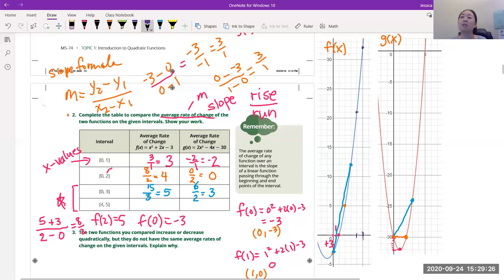So what's my slope right there? I'm going to rise, that's going to be 4, 9, 10, 11. Rise 11, run 1. So 11 over 1, which is going to be 11.